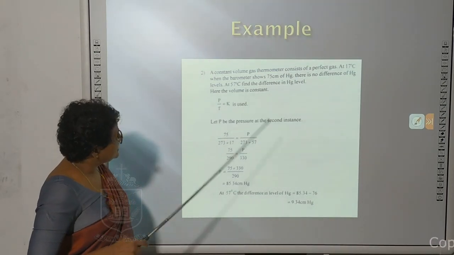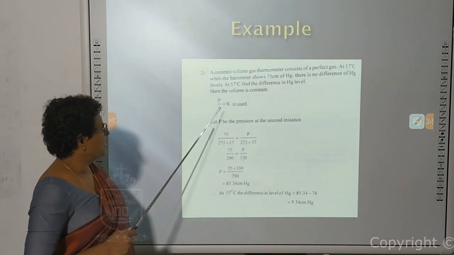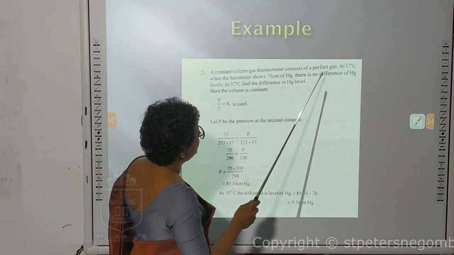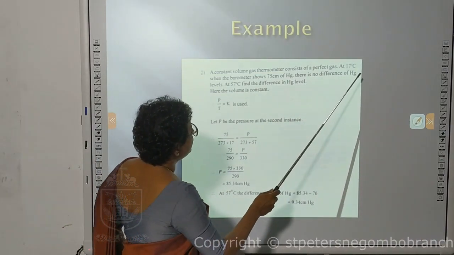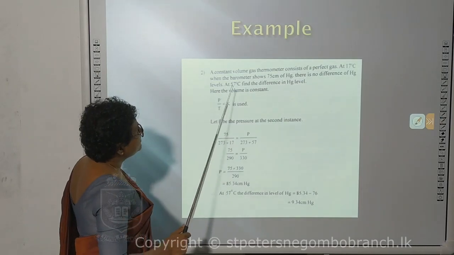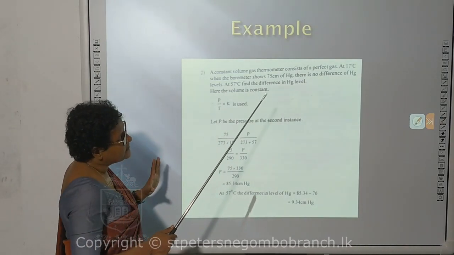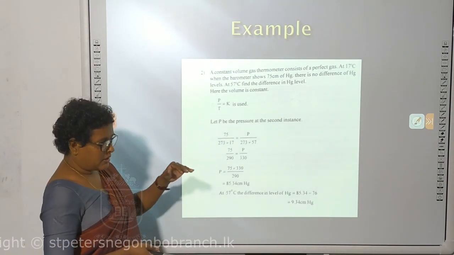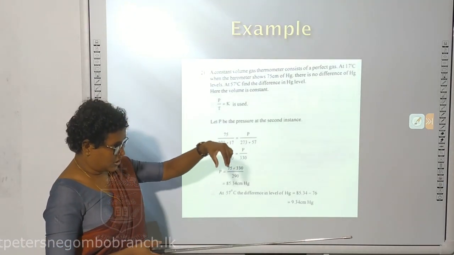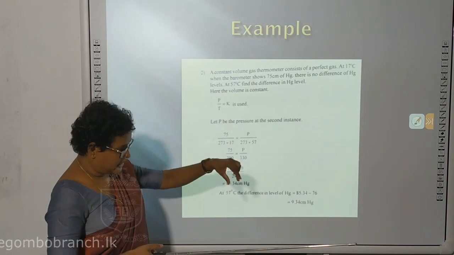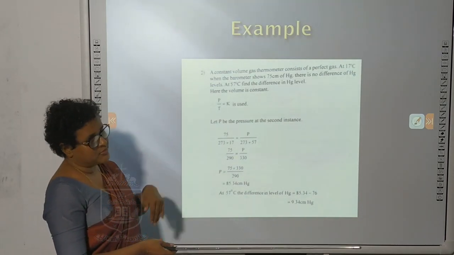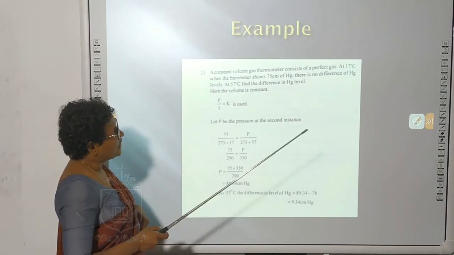See this one also. This is also a pressure law, P over T equals constant. A constant volume gas thermometer consists of a perfect gas at 17 degrees Celsius when the barometer shows 75 centimeters of Hg, right? Do you know a barometer? It is a capillary tube inverted and dipped into mercury, and the mercury column will give the atmospheric pressure. That is called a barometer, right?